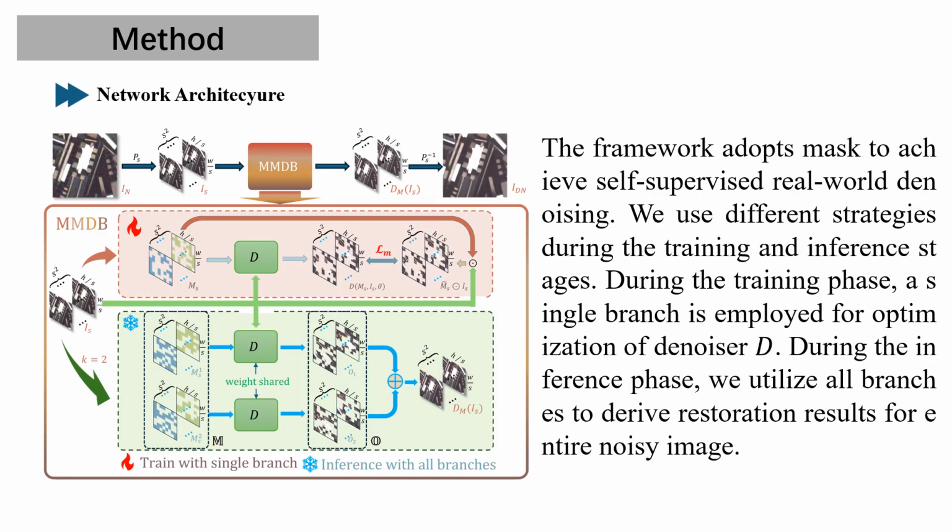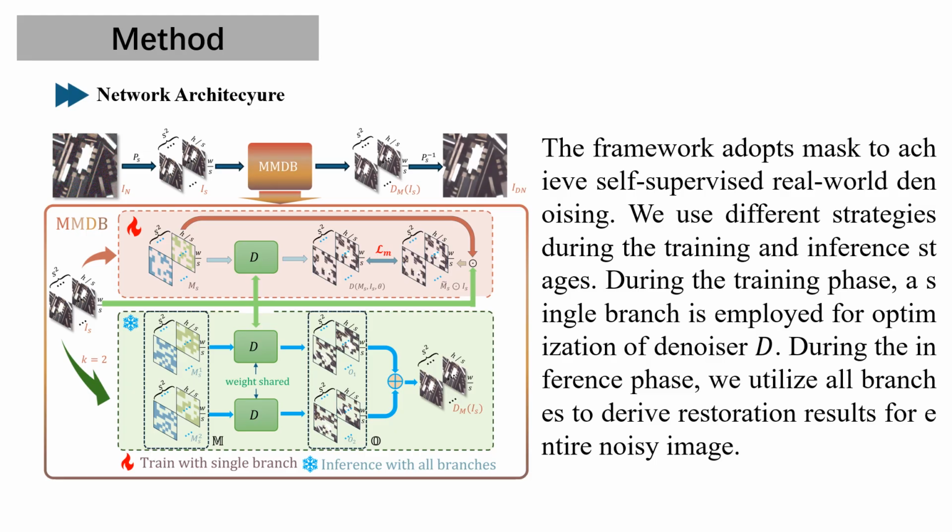In conventional BSN networks, the noise is assumed to be spatially independent and follow a zero-mean distribution, but real noise is often spatially correlated. To denoise real images, we adopted a pixel downsampling operation to break the spatial correlation between real noise. During both training and inference, we employ an asymmetric strategy to efficiently train and denoise the entire image.